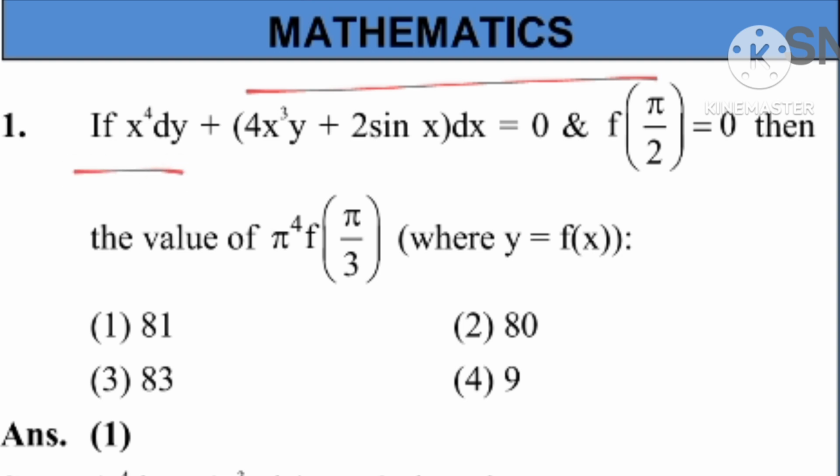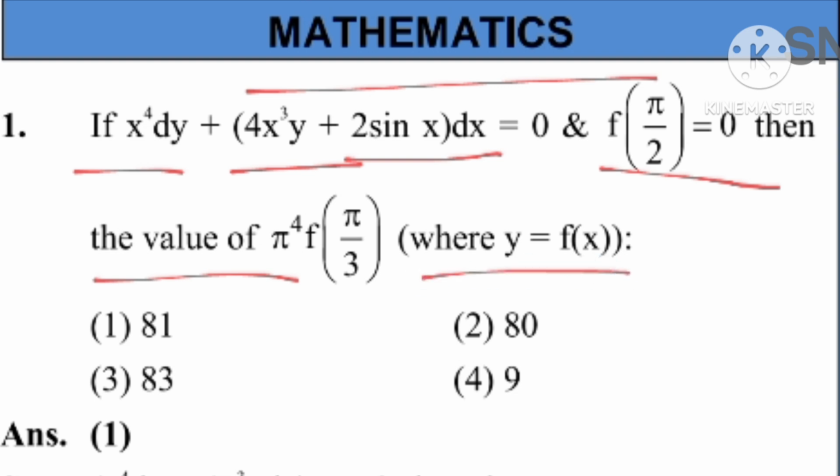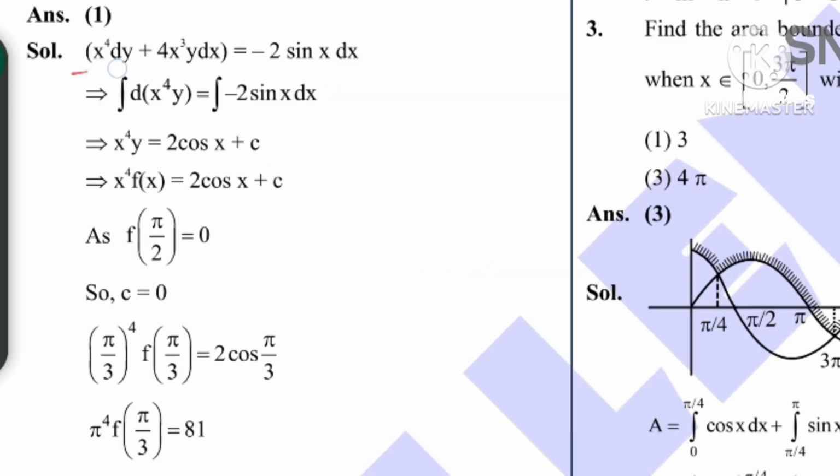If x^4 dy + 4x^3 y dx + 2 sin x dx = 0 and f(pi/2) = 0, then find the value of pi/4 f(pi/3), where y = f(x). So x^4 y dy + 4x^3 y dx is equal to minus 2 sin x dx. Now integrating on both sides, the integral of the derivative of x^4 y is equal to the integral of minus 2 sin x dx. Now x^4 y is equal to 2 cos x plus c.